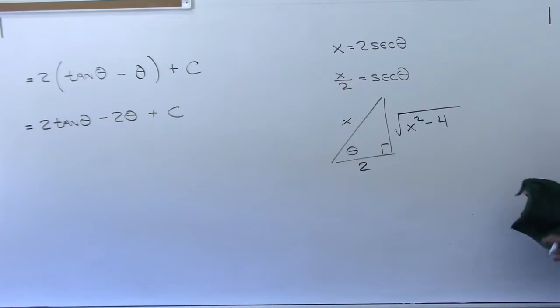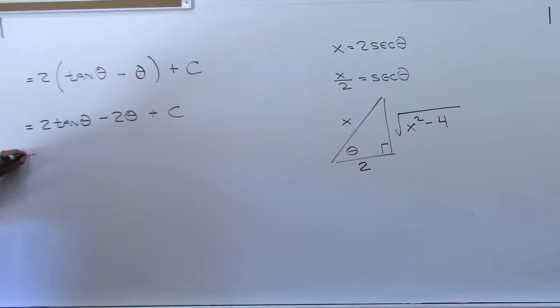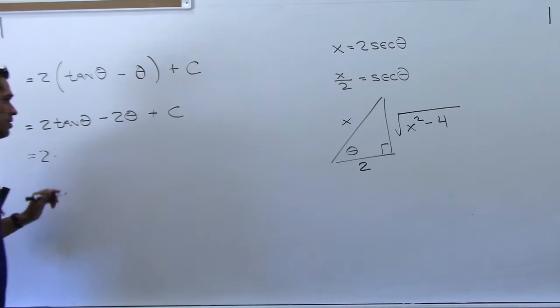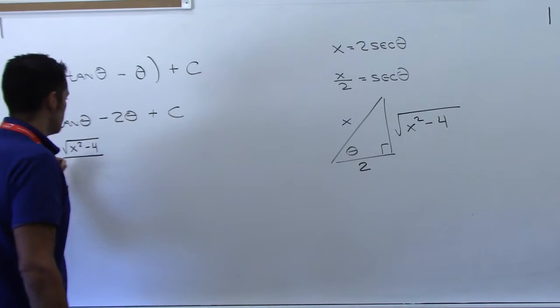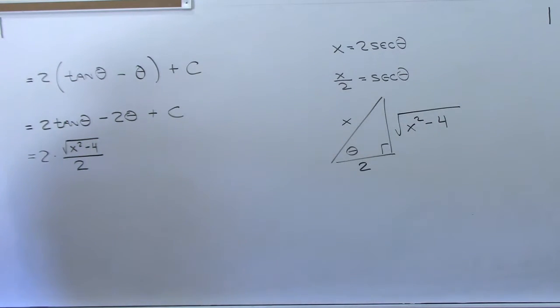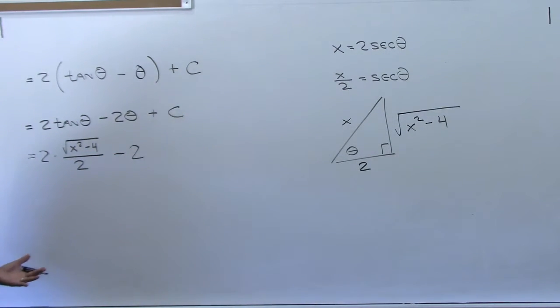All right, so we need tangent, right? We need tangent of theta over here. So 2 times tangent of theta is opposite over adjacent. So root x squared minus 4 over 2, that's nice. And then minus 2 times theta.